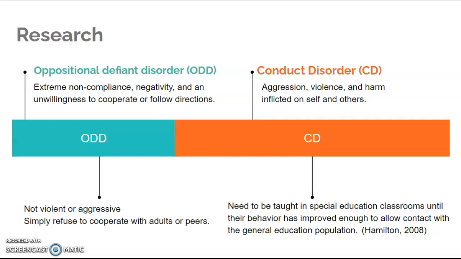On the other hand, CD is much more severe. This disorder is characterized by aggression, violence, and harm on self and others. So students with CD typically need to be taught in special education classrooms until their behavior has improved enough to allow contact with the general education population. So this student came to our school. He's not that severe like CD, but still he has difficulty understanding, following instruction, and obeying authority.